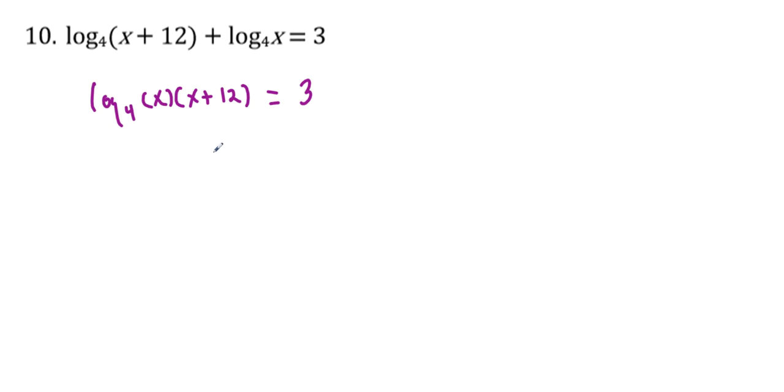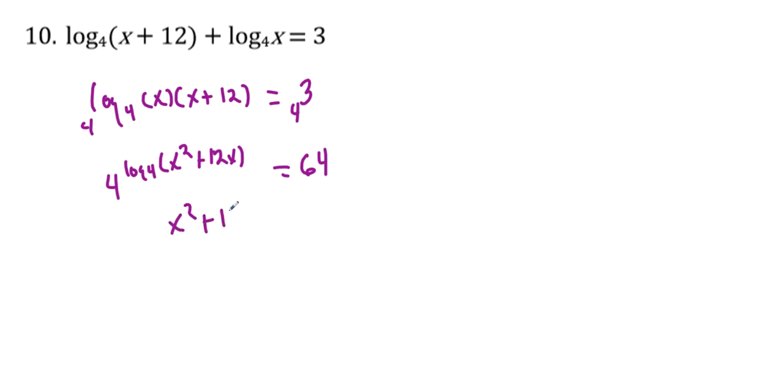Next step, I'm going to go ahead and raise everything to the fourth power. So basically, if I raise that to the fourth power and raise that to the fourth power, I'll just rewrite it for you. Log 4. So you see the inverse relationship right there. I'm going to go ahead and distribute. So I'm going to have x squared plus 12x is equal to, that's just a fancy way of writing 64. That cancels, so I have x squared plus 12x. I'm going to subtract the 64, and that is equal to 0.